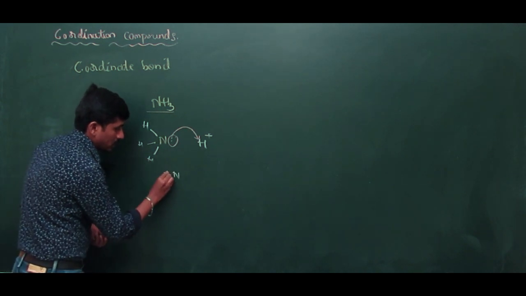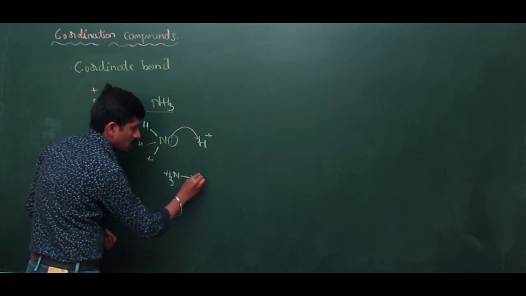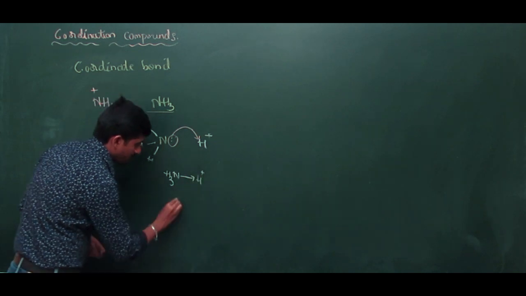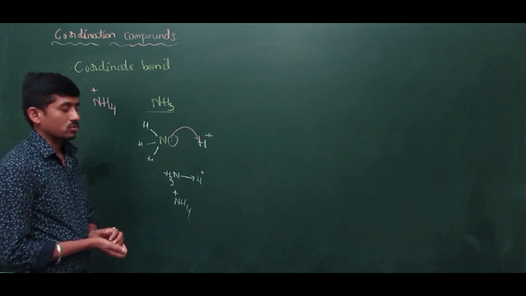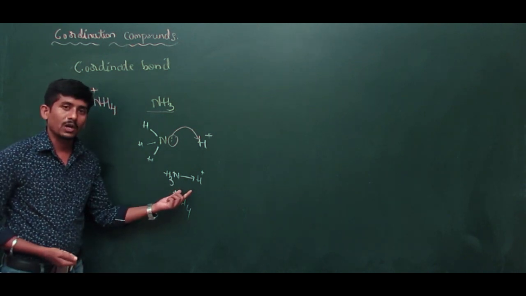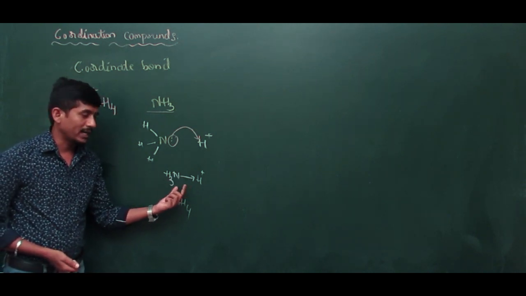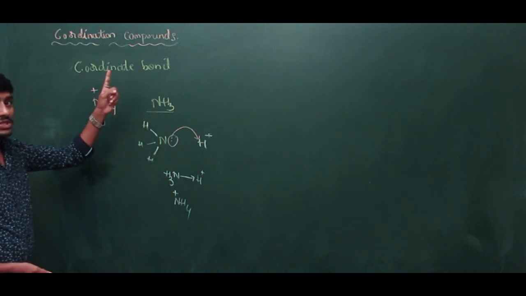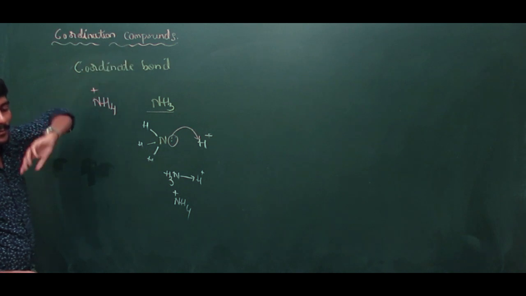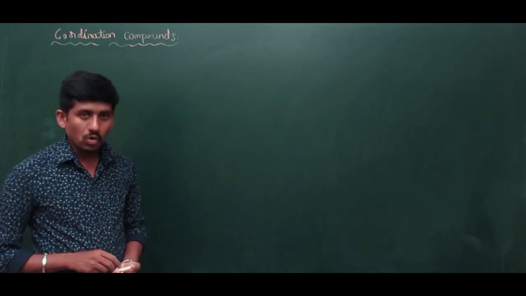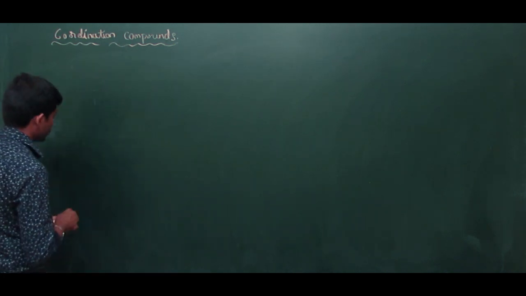Then you will get NH3 and H plus, forming NH4 plus. So this type of bond is called a coordinate covalent bond. The compounds which have a coordinate bond are called coordination compounds. Then how to define the coordination compounds?